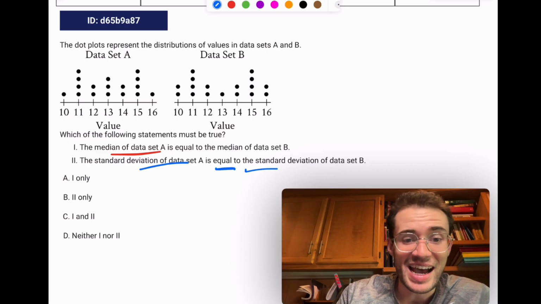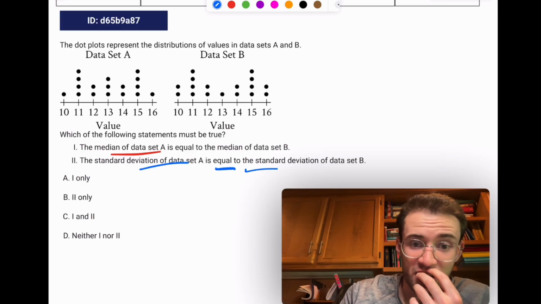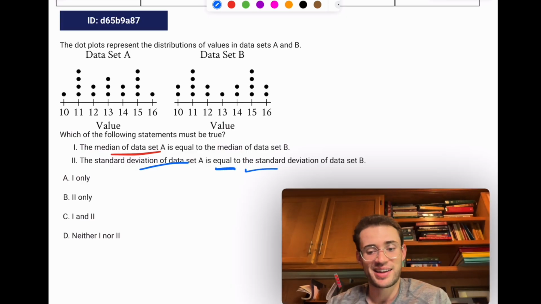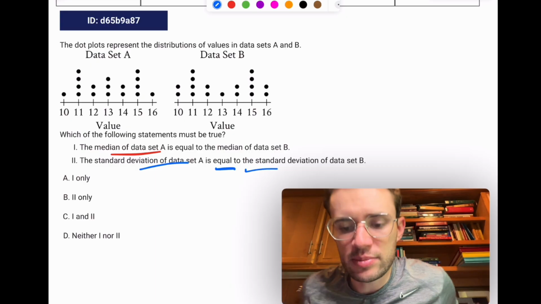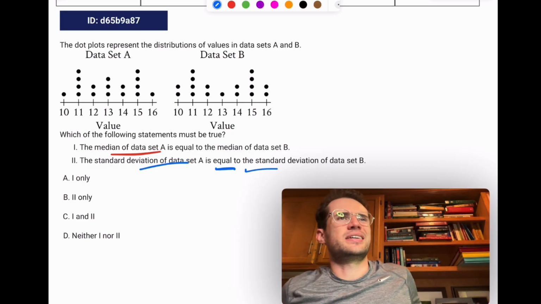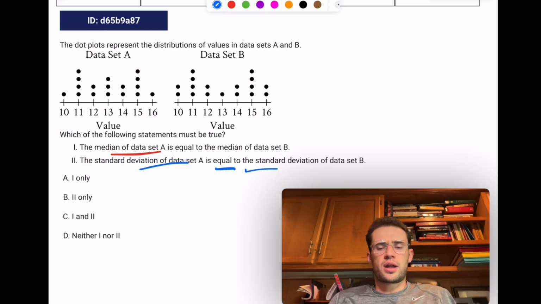Now, because it's not, to feel confident in your answer you might have to actually calculate the standard deviation. I'll show you how to do it on Desmos, because you get a Desmos calculator on this test. And even if it's worth knowing how to calculate standard deviation by hand, it's not worth that time on the test.